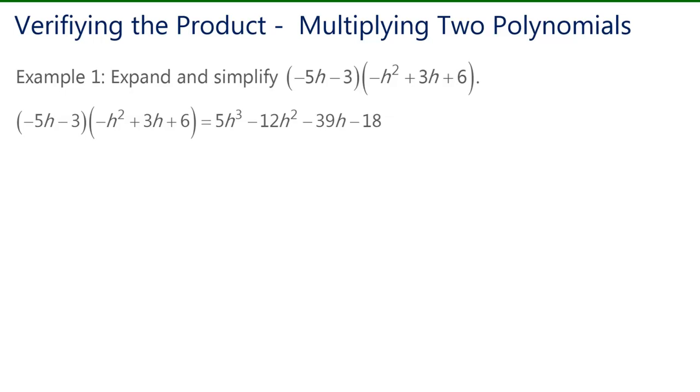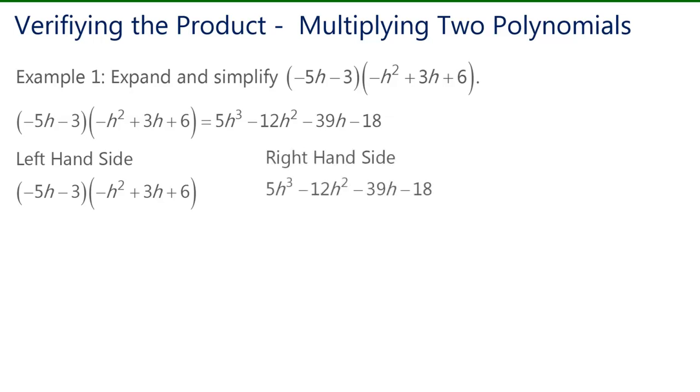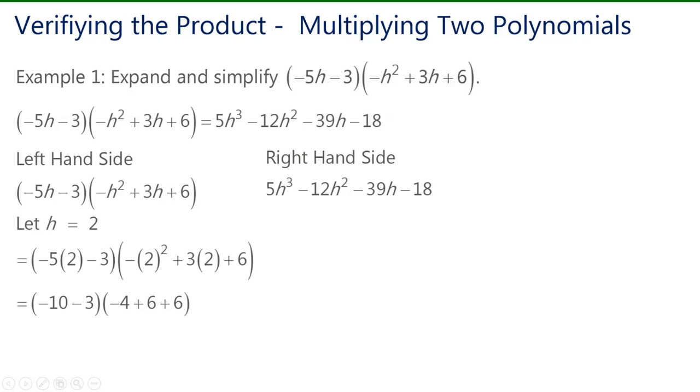Now let's verify that our expansion was correct. On the left-hand side, we have this expression, negative 5h subtract 3 times negative h squared plus 3h plus 6. On the right-hand side, we have the expansion, 5h cubed subtract 12h squared subtract 39h subtract 18. Let h equal 2 on the left-hand side. We get negative 10 subtract 3 in the first set of brackets, negative 4 plus 6 in the second set of brackets, to give us negative 13 times 8, giving us negative 104.